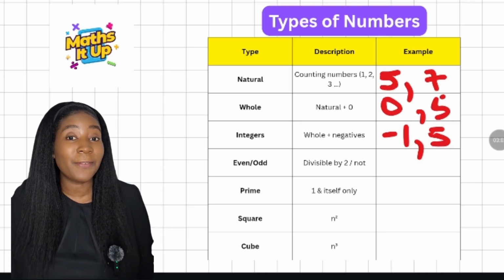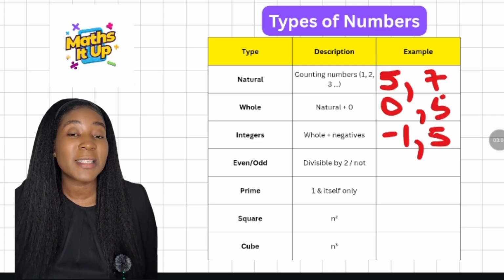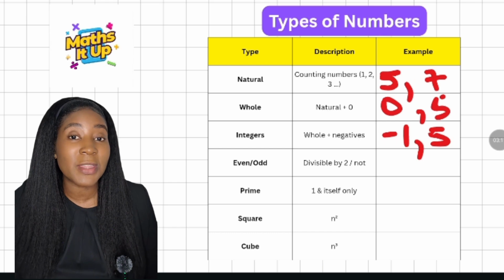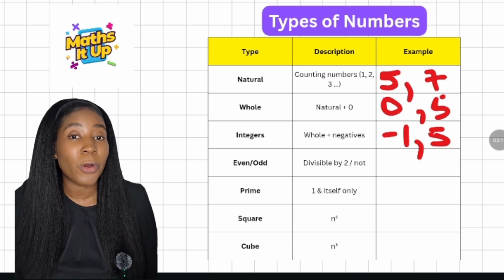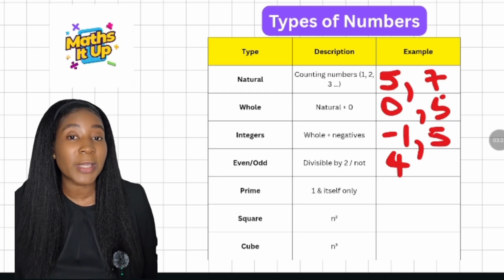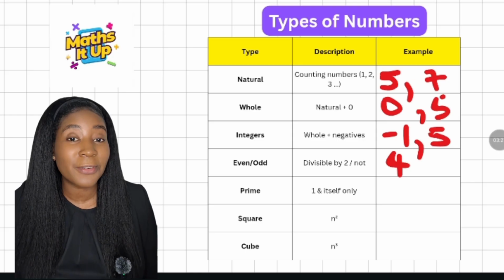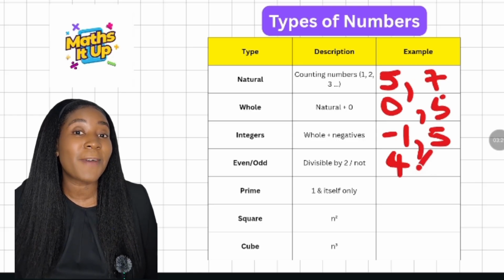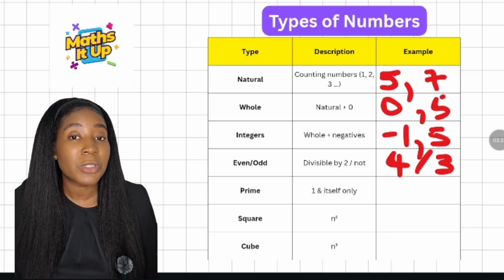Next, we have even and odd numbers. An even number is a number that is divisible by 2, meaning that 2 can go into that number without leaving a remainder. For example, 4. 2 into 4 goes 2 times and we don't get a remainder. Odd numbers are any number that are not even. So if we divide that number by 2, we get a remainder. For example, 3. 2 into 3 goes 1 time, remainder 1.